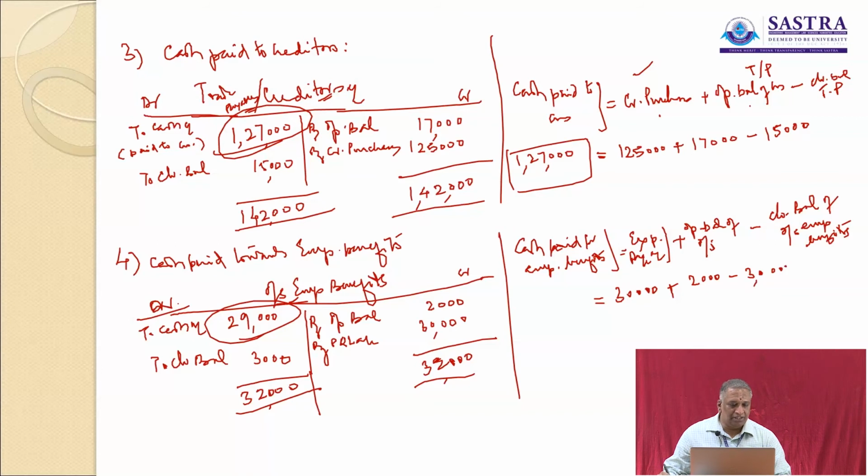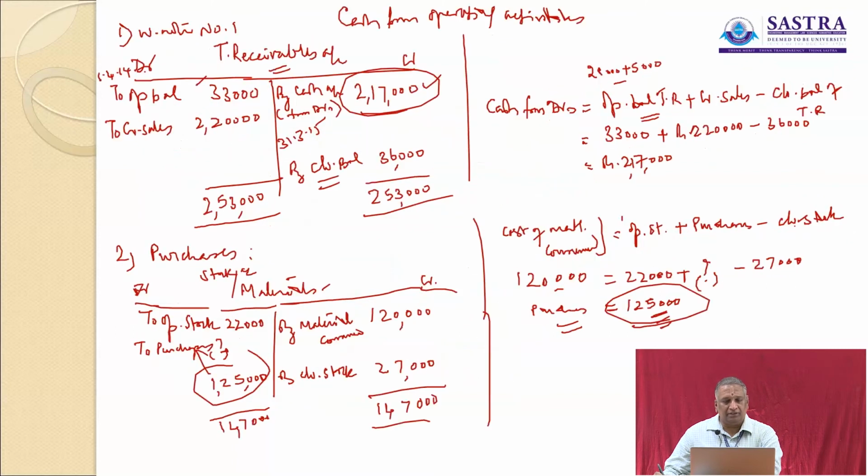If you are comfortable with the ledger, you go according to the ledger method. Or you have to understand in the form of an equation. You can learn the equation by heart and you can easily calculate. So in that case, your balance will be rupees 29,000 cash paid towards employee benefits. This is your answer. Whatever is indicated in a box is an answer. So working number 4 is over. This is with regard to cash paid towards employee benefits.